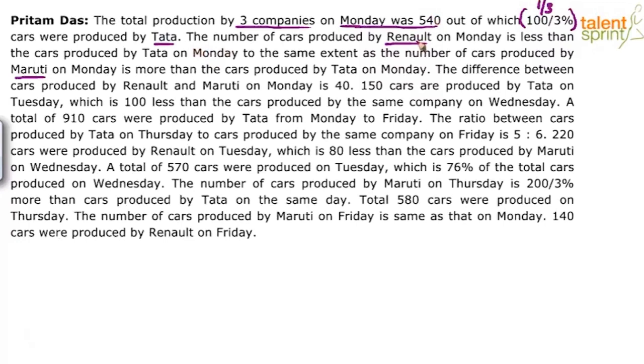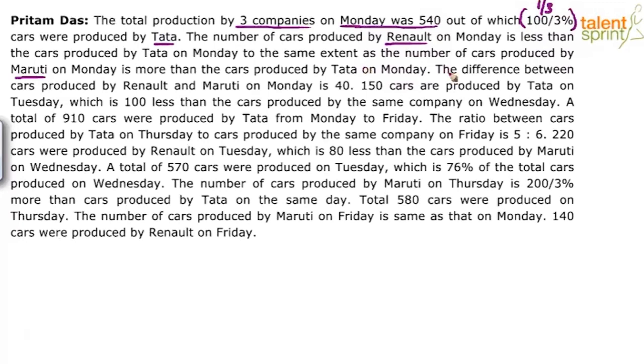It says the number of cars produced by Renault on Monday is less than the cars produced by Tata on Monday, to the same extent as the number of cars produced by Maruti on Monday is more than the cars produced by Tata on Monday. So basically, the difference between Renault and Tata is the same as the difference between Maruti and Tata for Monday. That's the point. You're able to follow?